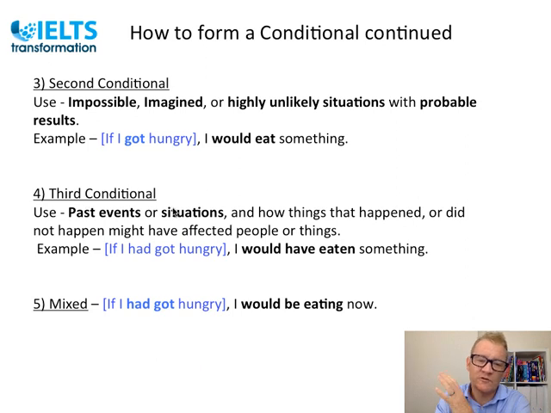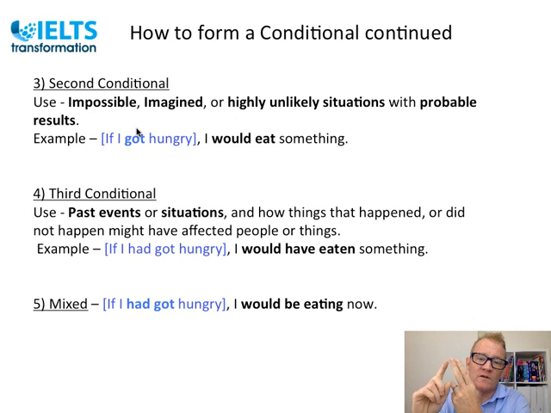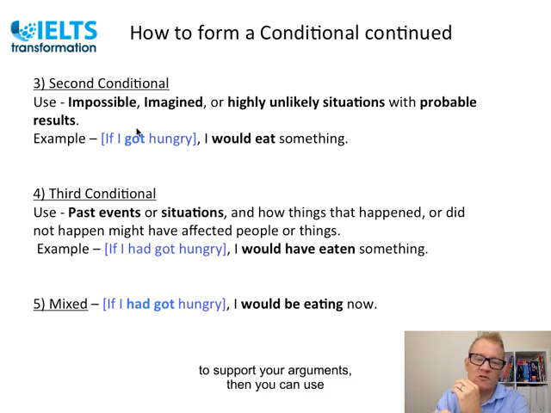So I wouldn't worry too much about using those, to be honest. But they exist, and you may well hear them or read them in the listening and reading test, so you need to know what they are. If I were you, my focus would be on the second conditional a bit more, because if you are asked in an essay to provide suggestions or ideas to support your arguments, then you can use this structure here.